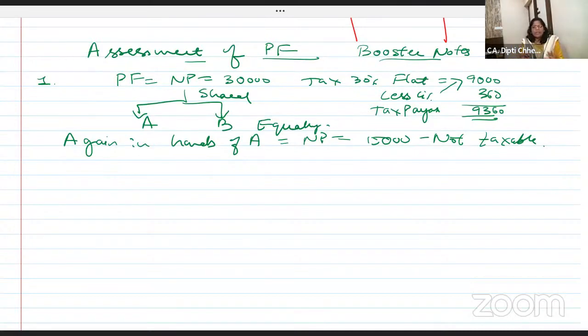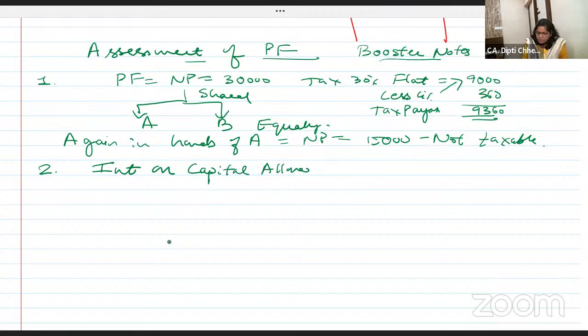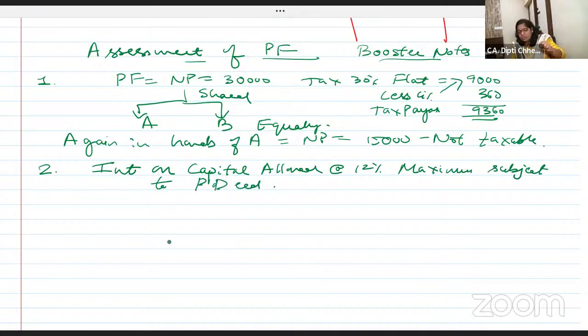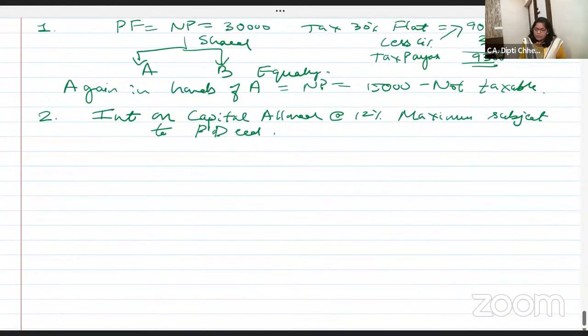Okay. Is the first point clear to you? Profit again shared by the partner, no tax. Chalo, second now. Interest on capital allowed at the rate of 12% maximum, subject to partnership deed. Partnership deed में mentioned होना चाहिए and you cannot pay more than 12%. Clear to all of you?